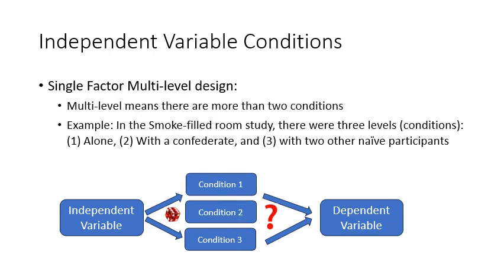A multi-level design, you can see, is very similar to the two-level design, except we have three conditions, or we could say three levels. And the example of the smoke-filled room study, depending on which variation you're looking at, will suggest that there were sometimes three levels or conditions. Either the participant was alone in the smoky room, with a confederate in the smoky room, the confederate who was unconcerned, or were with two other naive participants. And so this was a multi-level design, in this case a three-level design.